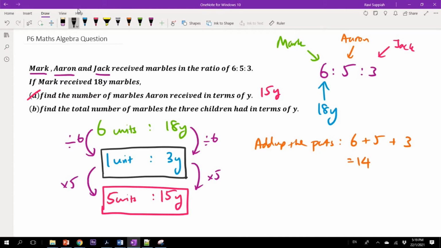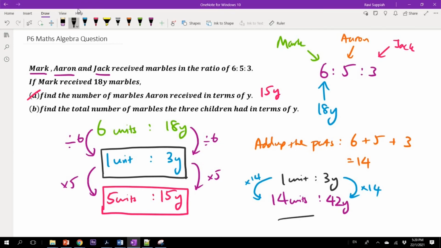So again, as before, 1 unit is 3y. That means 14 units, what do you get? So to go from 1 to 14, you multiply by 14. So similarly over here, you multiply by 14. So 3y times 14, okay, what you will get is 42y. So as you can see, 14 units will be relating to 42y. So that is the total number of marbles the 3 children had in terms of y. So the answer for part B is 42y.